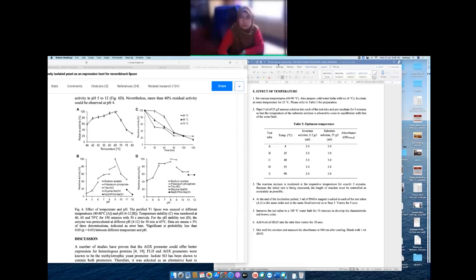Why do we need the suitable range of the temperature? So depending on our enzyme. Okay, so let me check on this.